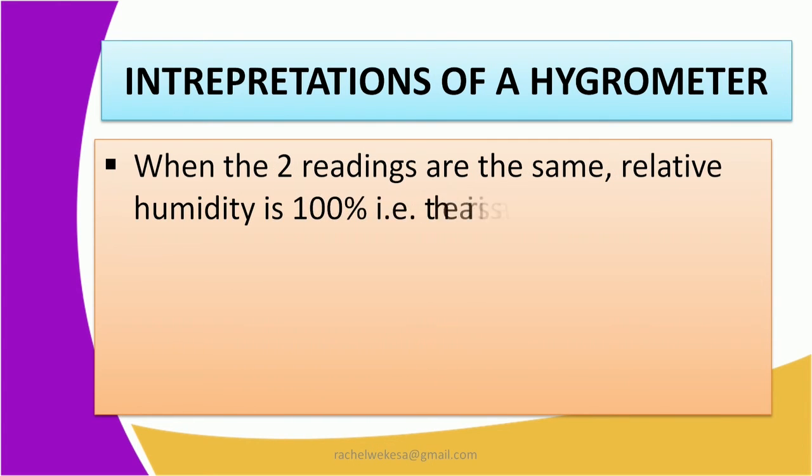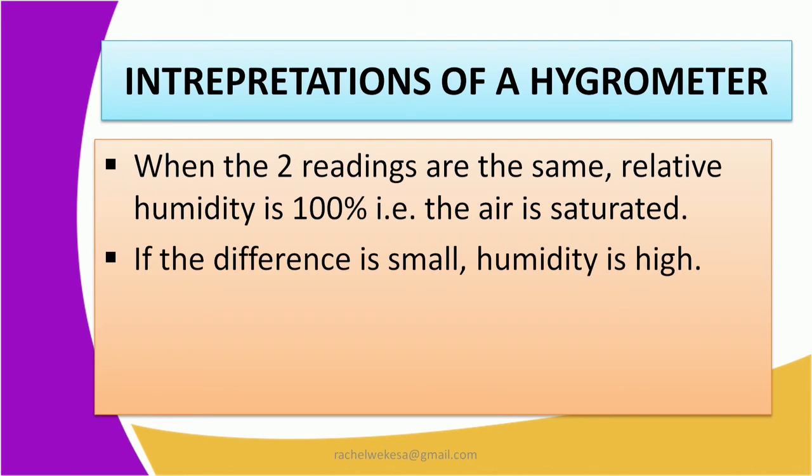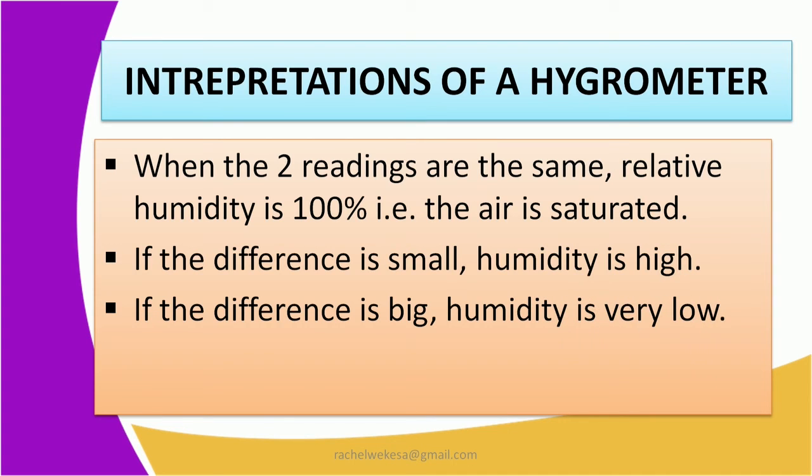Moving on to the interpretations of a hygrometer. We have looked at how the hygrometer works, and now we are looking at the interpretations. When the two readings, that is from the wet bulb and the dry bulb, are the same, then relative humidity is 100%, and this means that the air is saturated. If the difference is small, this means that the humidity is high.